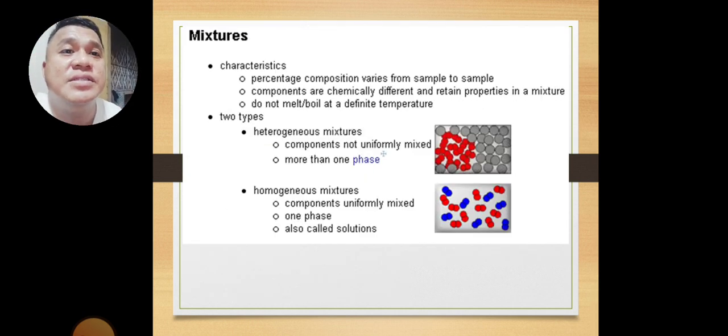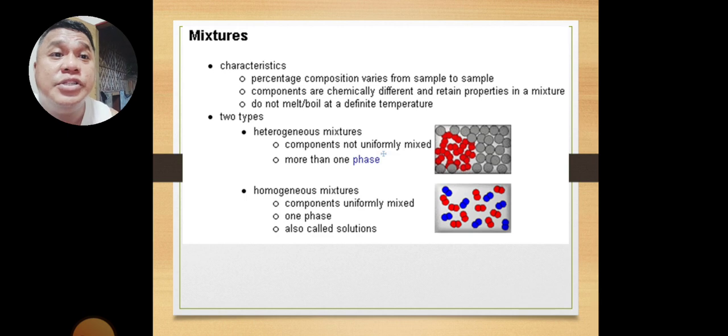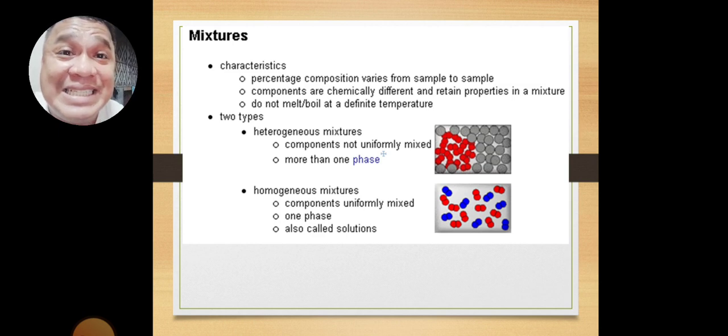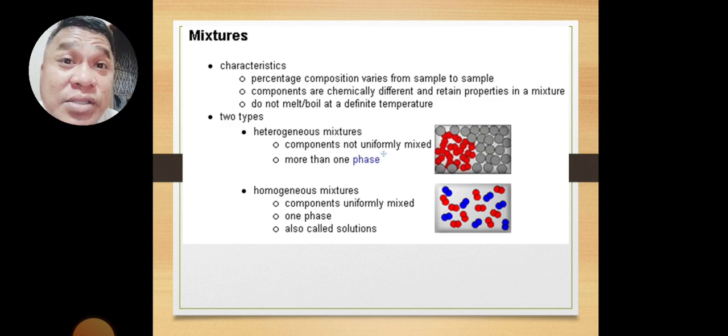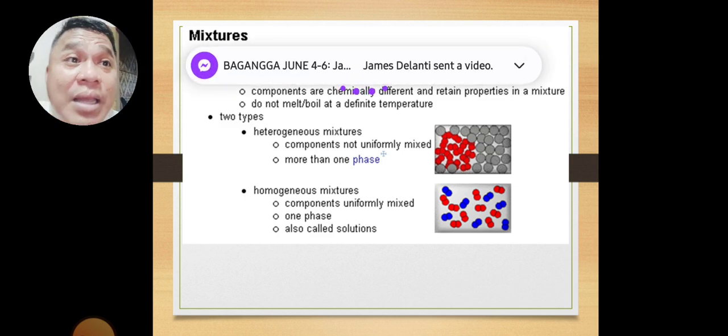Mixtures characteristics. I mentioned already in the previous slide two types of mixtures, the homogeneous mixture and the heterogeneous mixture. As a review, in a heterogeneous mixture, the components are not uniformly mixed, with more than one phase, meaning two states of matter exist upon mixing. You see solid rocks or sand mixed in water, which are two states of matter, solid and liquid, so it is heterogeneous.